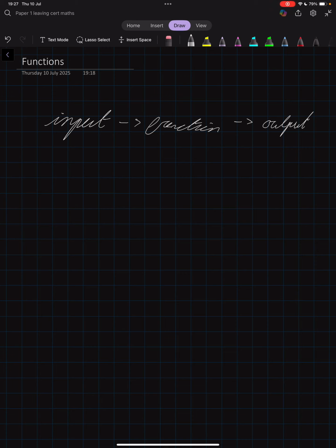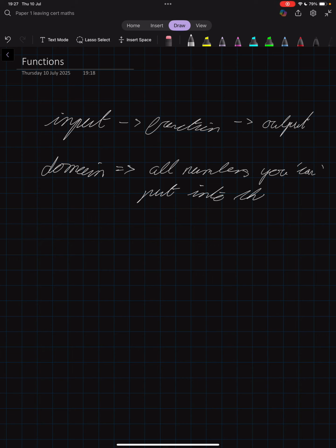So here, you have an input that goes to an output. There's another thing called a domain. This is basically all the numbers you can put into the function. Like for the domain, they could just say you can only plug in the numbers 1, 2, 3, 4, 5. So your domain in that case would be 1, 2, 3, 4, 5.